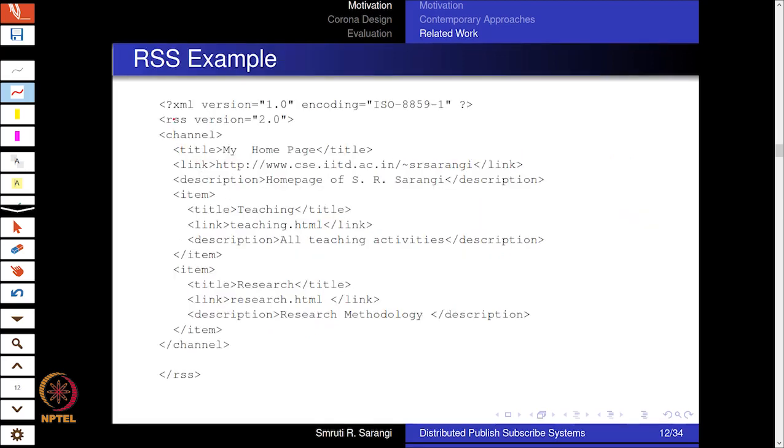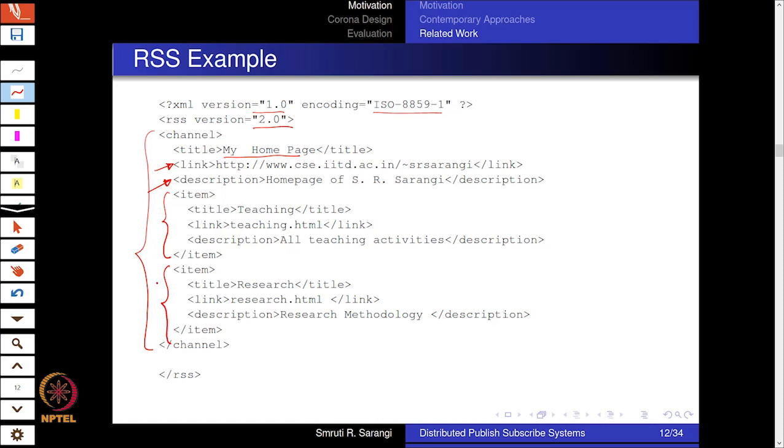So, an example of an RSS XML snippet. The first line mentions the version of XML, the version of text encoding, and the RSS version 2. So this is a channel. The channel of course can have a lot of things. In this case, let's say I updated my home page. Then my home page will come here along with the link that has been updated, the description of my home page, and the particular items that have been updated.